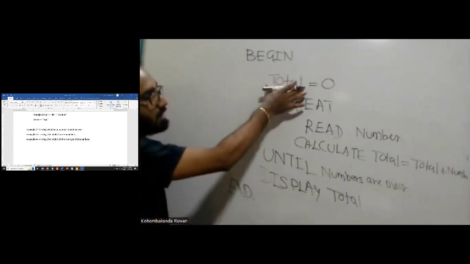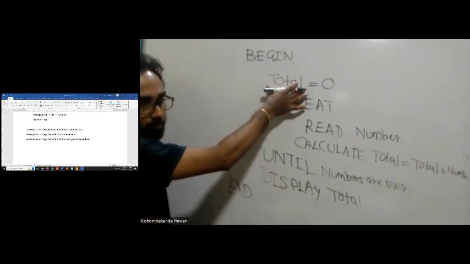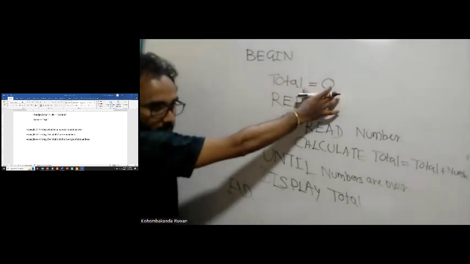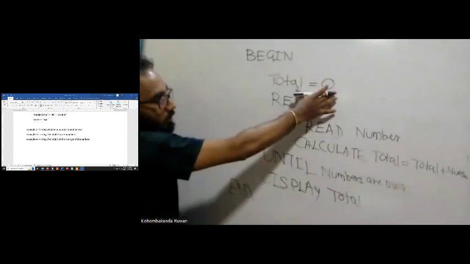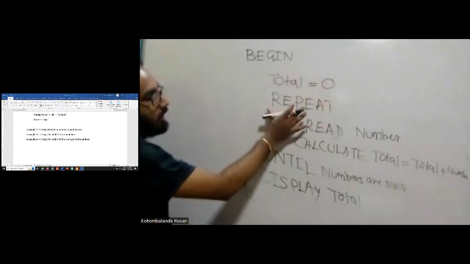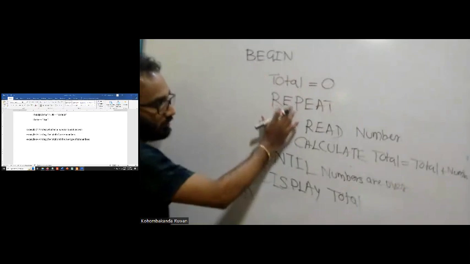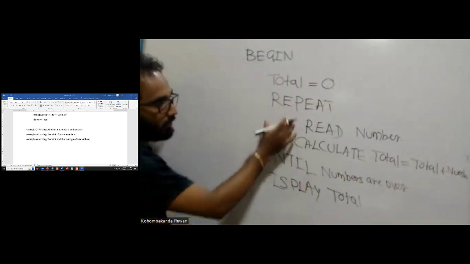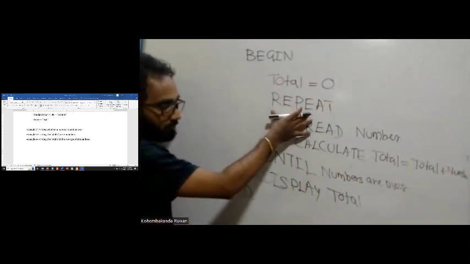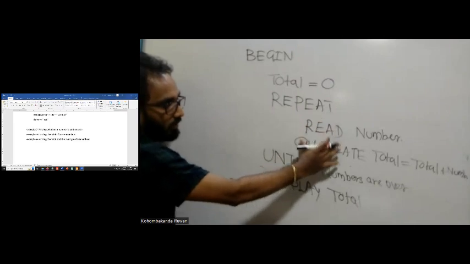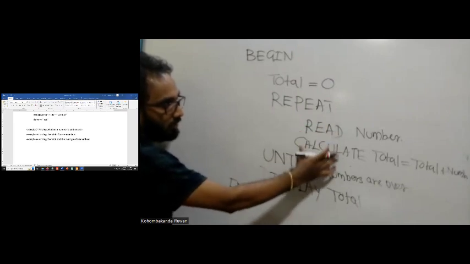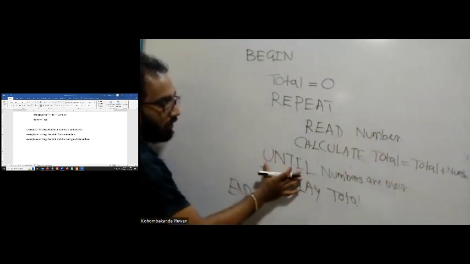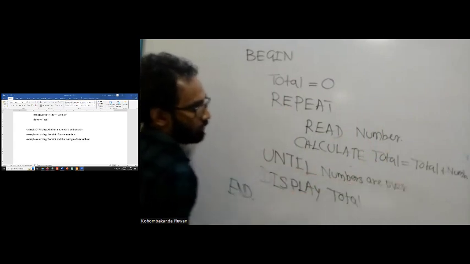Total of some numbers. Here this is some kind of variable to store some data. Initially we have to define it. Then we have to repeat that process again and again. There is no limitations. We cannot predict what is the maximum level. Therefore, we can use this statement, repeat. Then you can write the thing that you want to do. Read the number, calculate the total. Then until numbers are over.